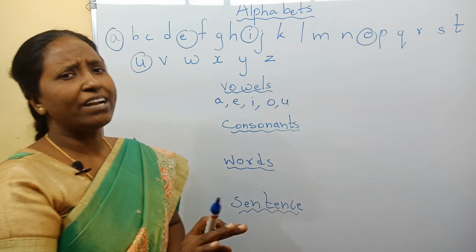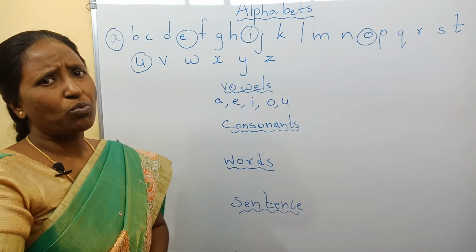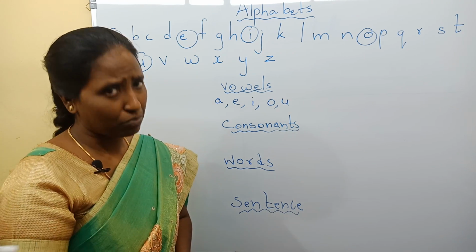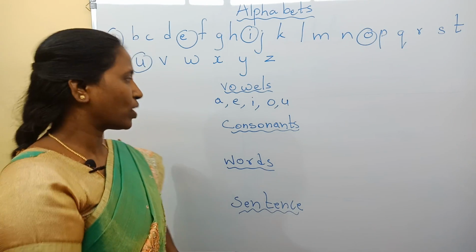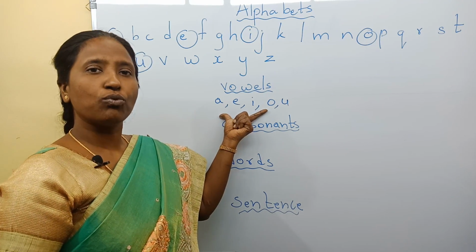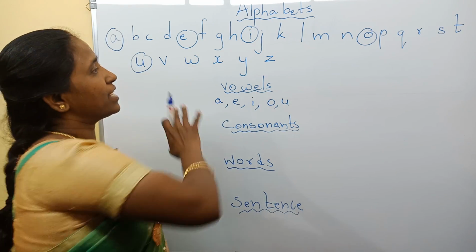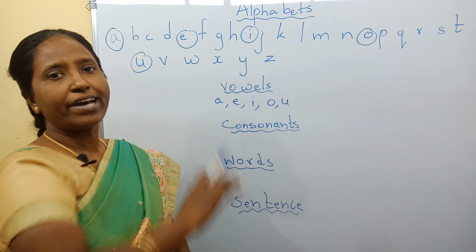So you can't find many words, maybe 1 or 2 words, that you have without vowels. Every word has a vowel in it. So A, E, I, O, U are vowels. The rest of the alphabets are consonants.